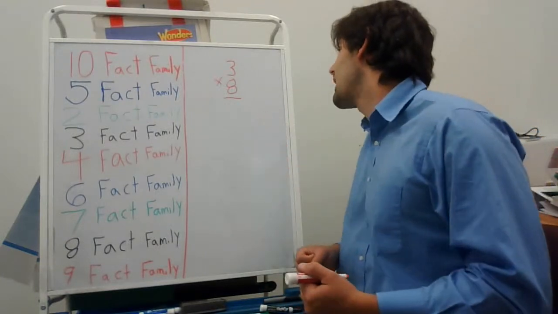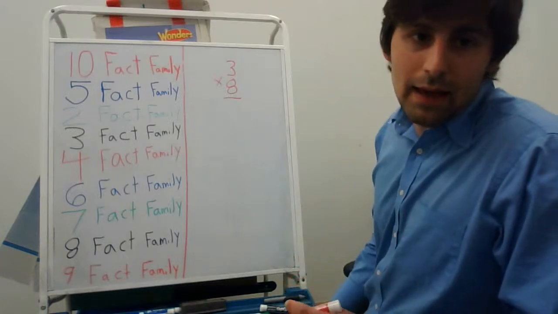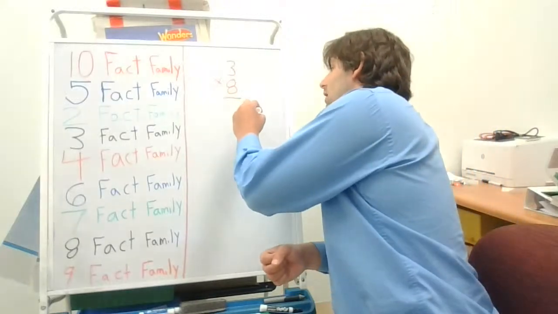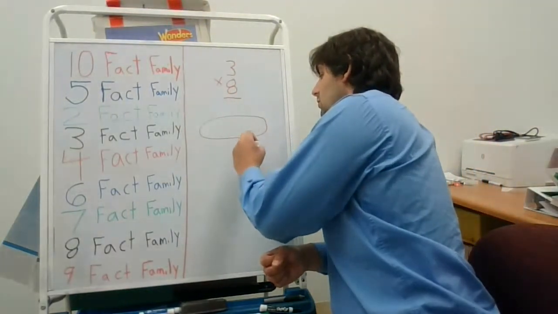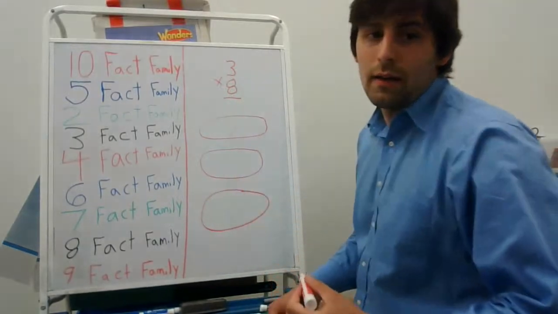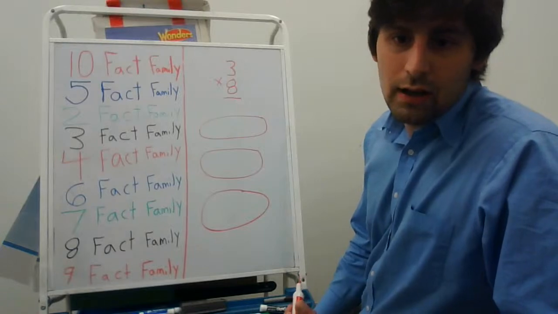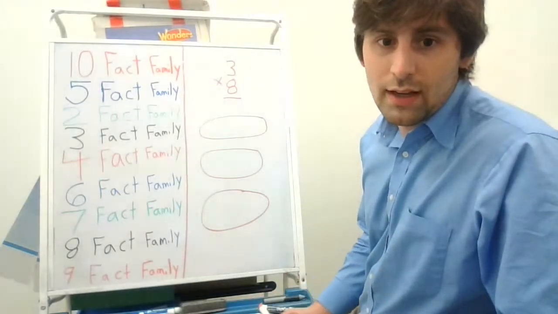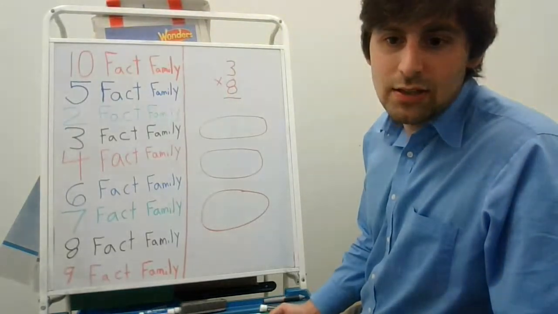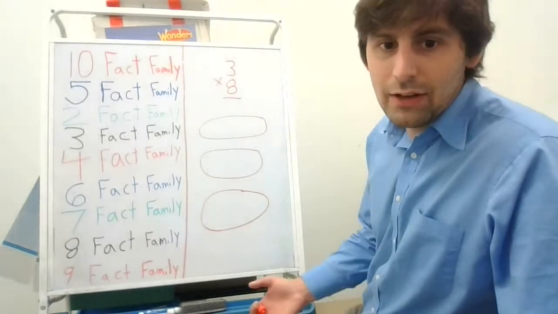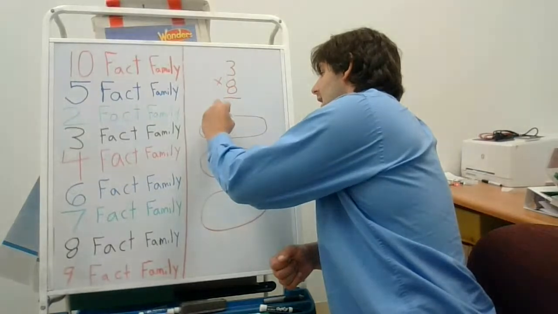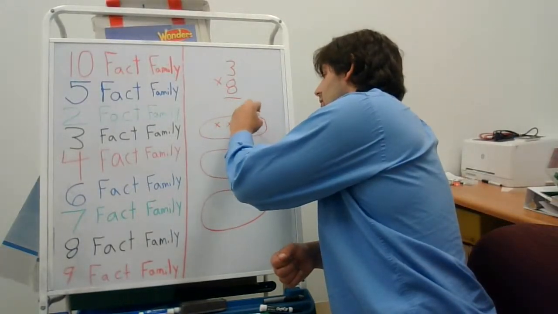So if you're not able to do that in your head, what you can do is make 3 groups and put 8 in each group. So I like to draw circles. So I'm going to make 3 circles. And I'm going to put 8 items in each circle. It doesn't matter what the items are, what the drawing is. I like to use X's, but you can use dots, whatever you feel comfortable with. But I'll use X's for the demonstration. So I have 3 circles, and I'm going to make 8 X's in each circle.